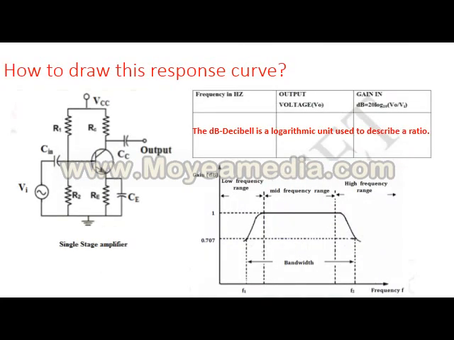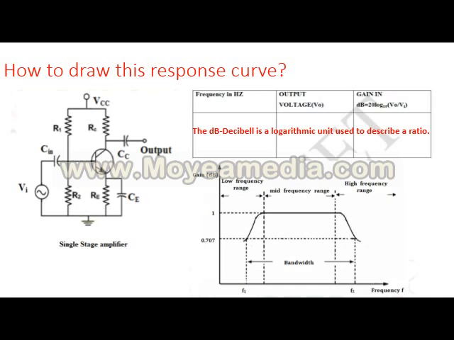Let's see how to draw this response curve. So first we have to set up a single stage amplifier using this circuit diagram, and we have to give an input signal. Input signal should be in the range of millivolt. The input is very small. We have to amplify the signal and also set the frequency of the input signal. Then draw a table like this.